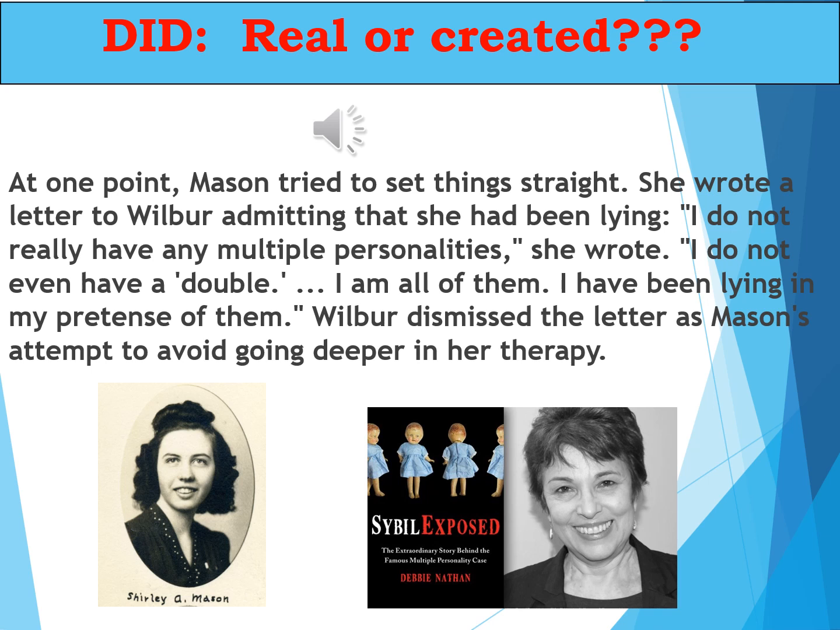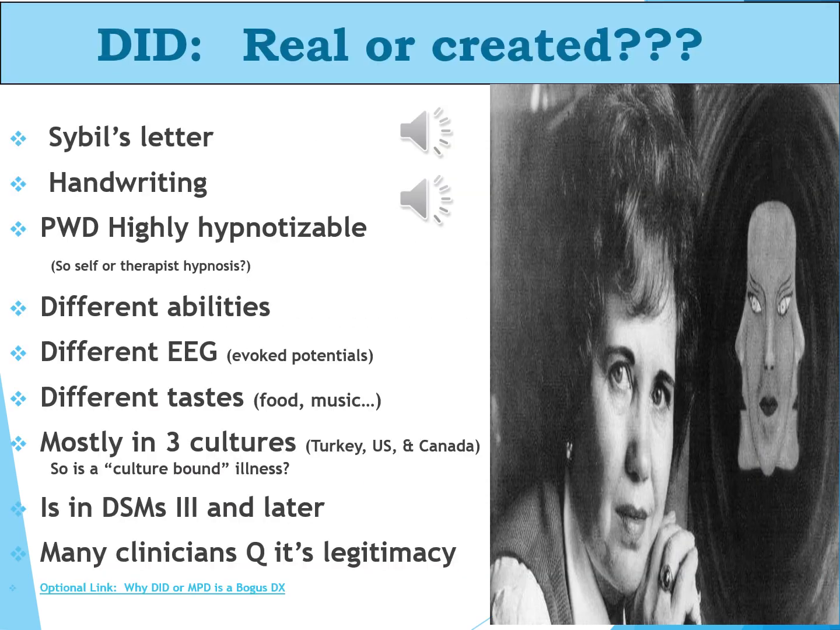So let's consider if dissociative identity disorder is a real disorder or one created accidentally or perhaps even intentionally by some unethical therapists. In the book Still Exposed, consider the letter included written by Sybil herself, whose actual name was Shirley Mason. At one point she wrote to her therapist admitting, "I do not really have multiple personalities. I do not even have a double. I am all of them. I've been lying in my pretense of them." Her therapist dismissed the letter. So we have one piece of evidence supporting the idea that it was a created disorder.